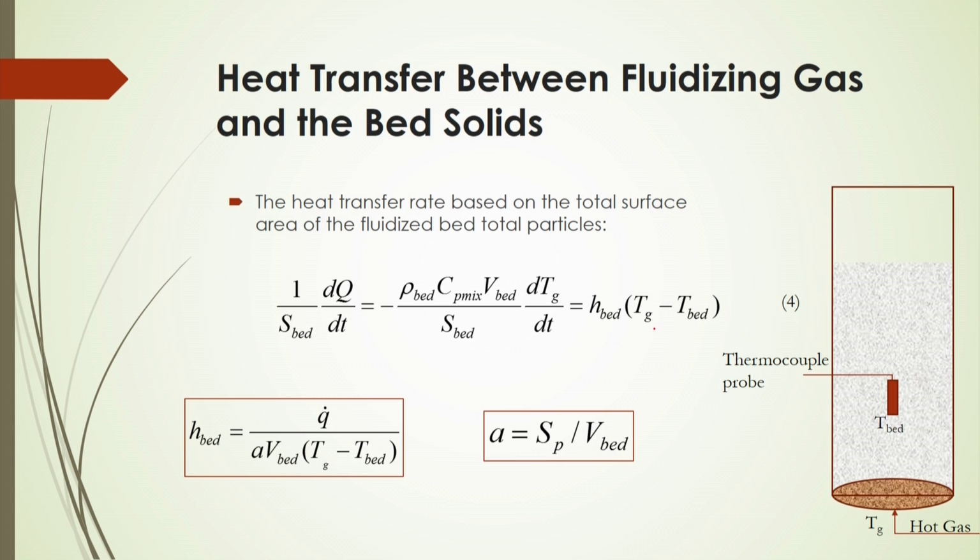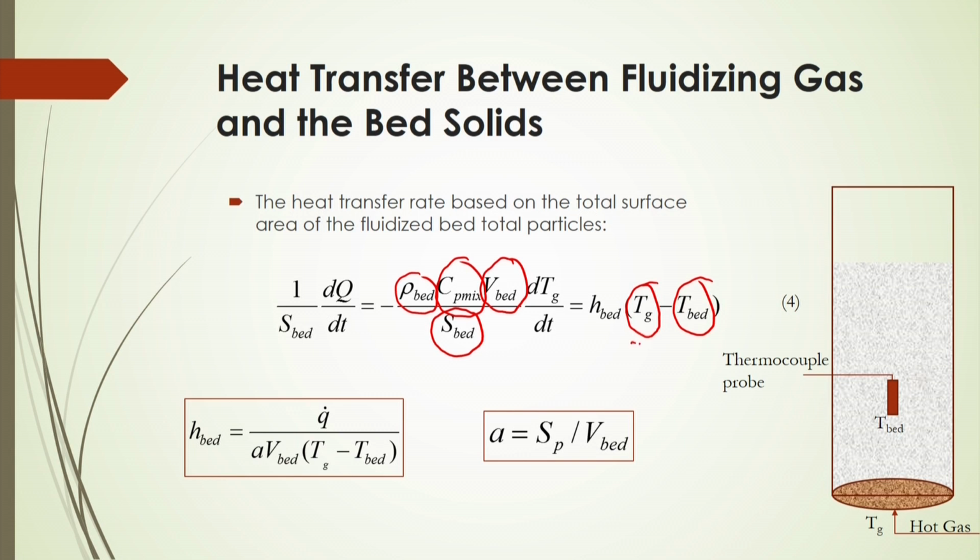Again, in the same way we can consider this. In this case, instead of single particles, we consider the properties of the fluidized bed, like the bulk density of the bed, the total surface area of the bed, the total volume of the bed, the mixture specific heat capacity, and then dTg by dt, which means the change of temperature of the gas with respect to time. Tg is the temperature of the gas, and Tbed is the bed temperature.